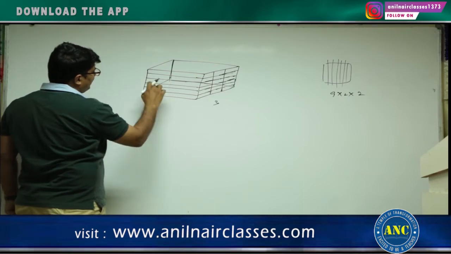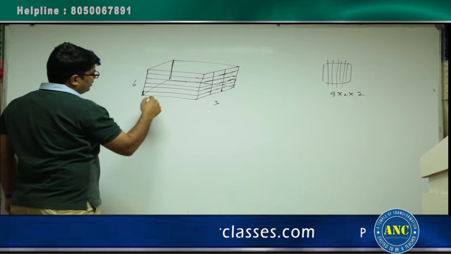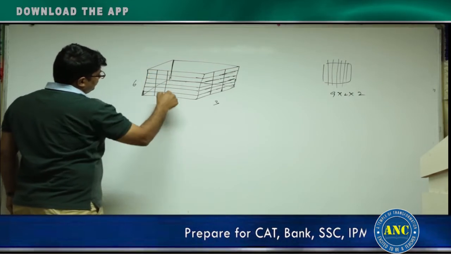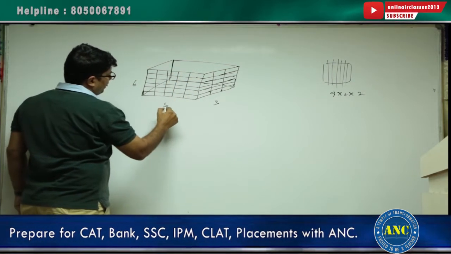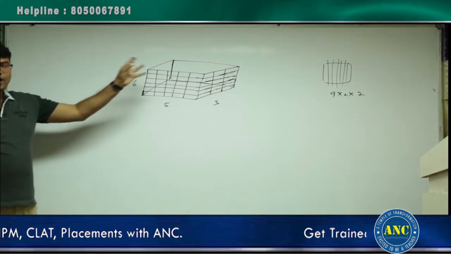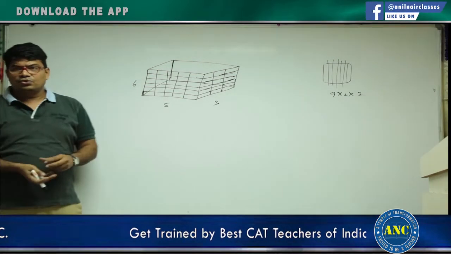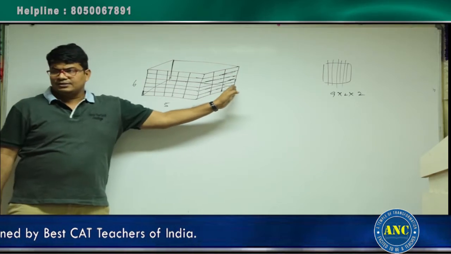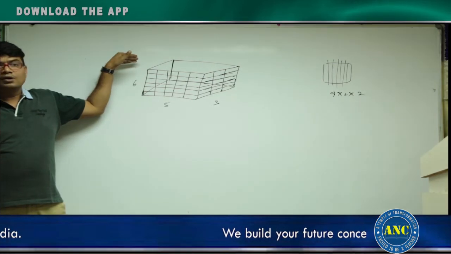Now, we have divided height into what? 1, 2, 3, 4, 5, 6. Let's do the length. Let's take this as 5. Okay? So imagine we have a cuboid which is 6, 5 and 3. There are 5 cubes on the length, 3 cubes on the breadth, and 6 cubes on the height. Are you getting it?